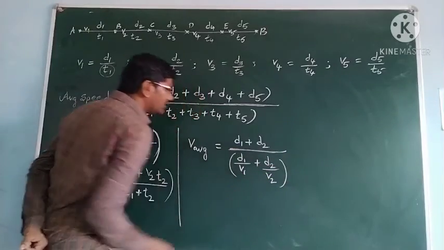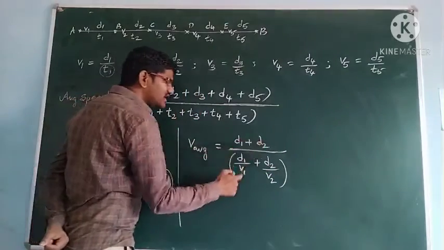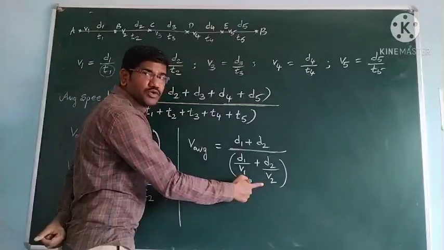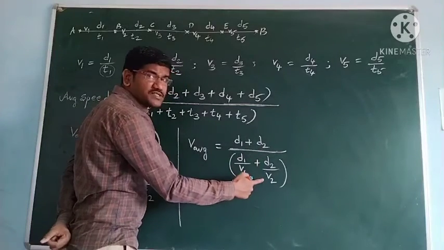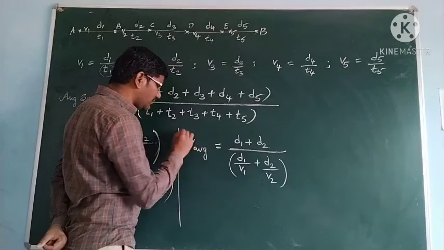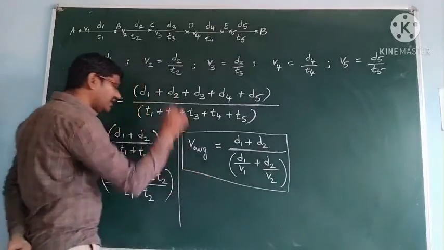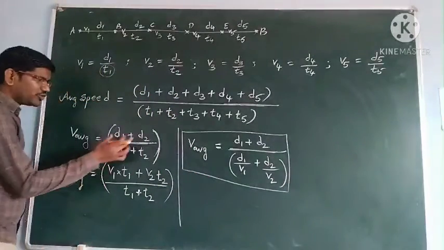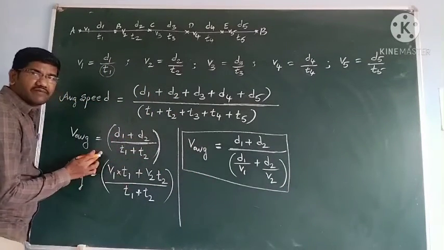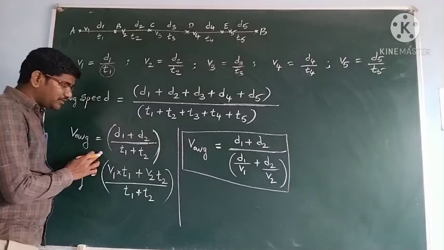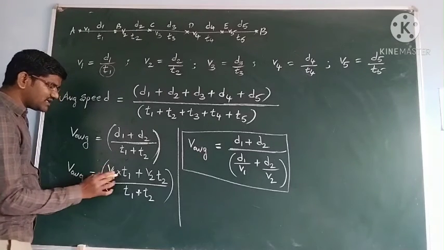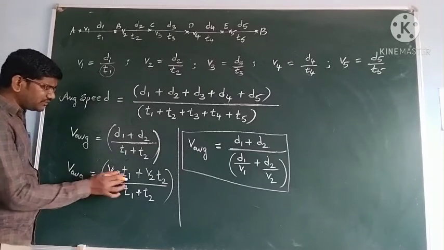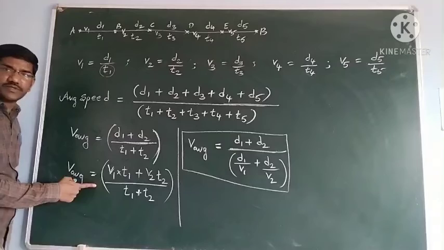This is for when you know two distances and two respective speeds. Two distances and two successive speeds you know, then this is the average speed formula. And if you know two distances and two times, this is the average speed formula. And if you know two speeds and two times, V1, T1 are known, then this is the average speed formula.